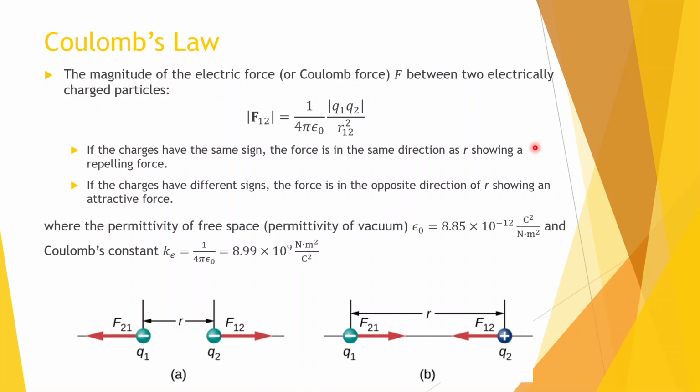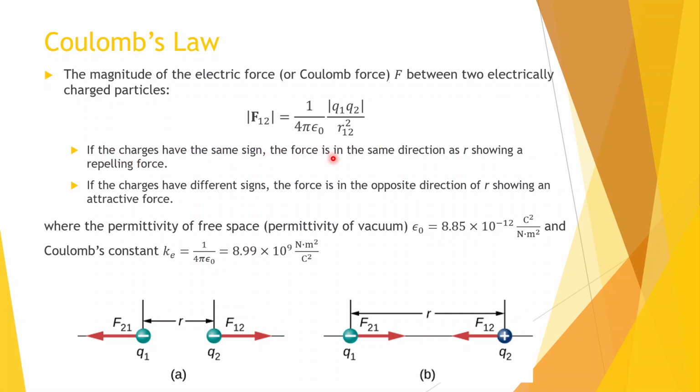Coulomb's law provides a way for us to calculate the electric force between two electrically charged particles. So we have this equation here. The force between two particles or charges 1 and 2 is equal to 1 over 4 pi epsilon naught times Q1 times Q2, in absolute value, divided by r squared. The r is the distance between the two charges.